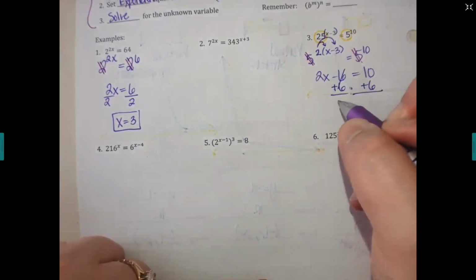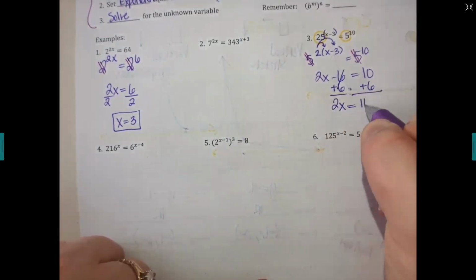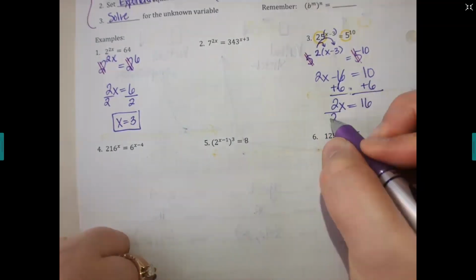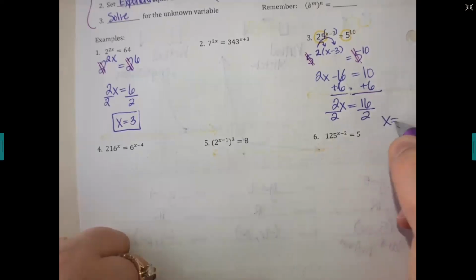10 plus 6 is going to give me 2x equals 16. And then last step, what do I do with that 2 in the front? Divide to get rid of it. Very good. 16 divided by 2, that's going to give us 8.